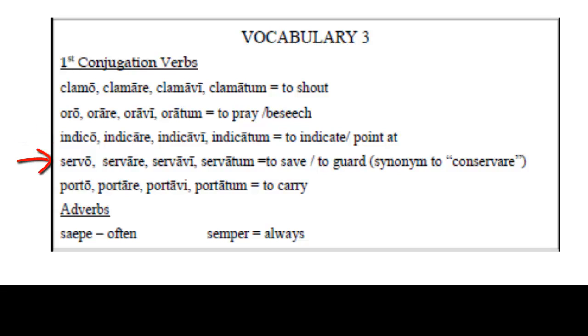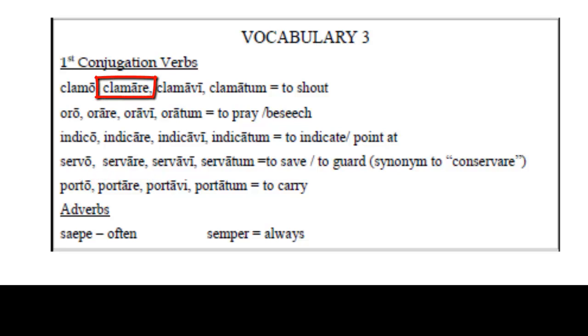Servo, servare, servavi, servatum, to save or to guard, or to keep. Porto, portare, portavi, portatum, to carry. And then two little adverbs, saepe and semper. Saepe means often, semper always. Most of these will be very easy for you to remember. For example, porto, portare, to carry. Just think of the English derivatives we get from this one: portable, able to be carried, or transport, to carry across.